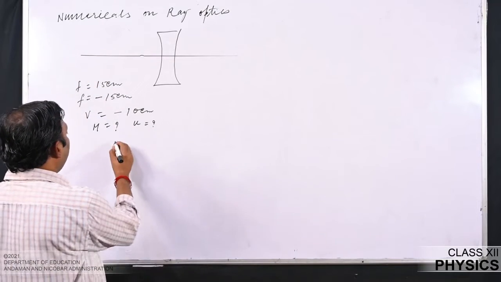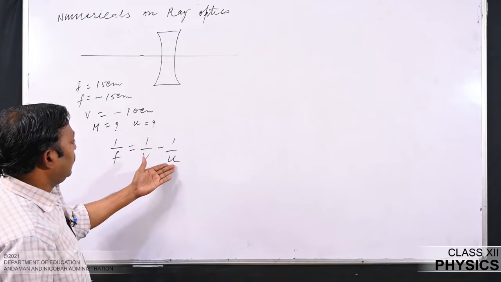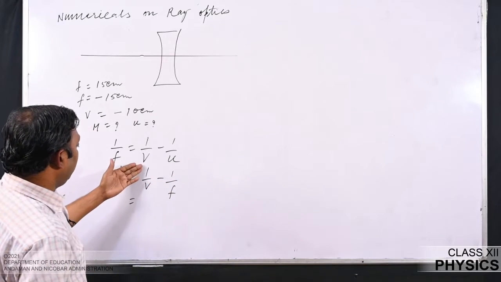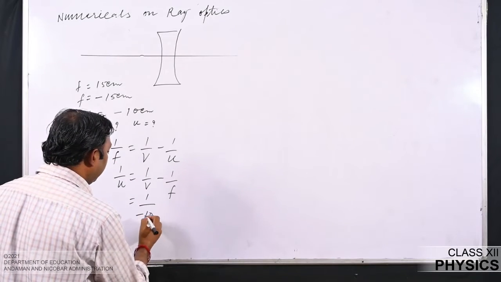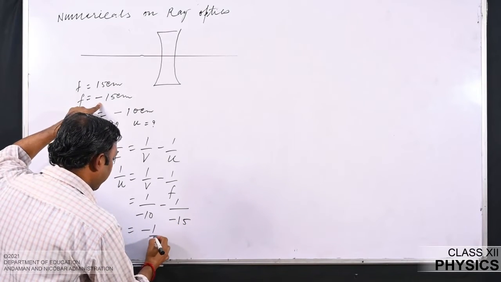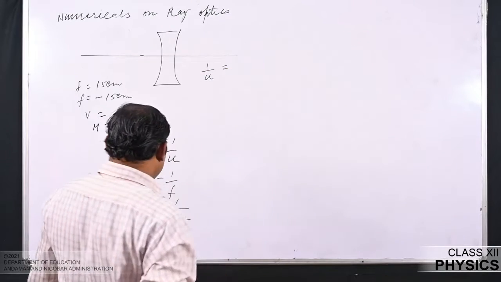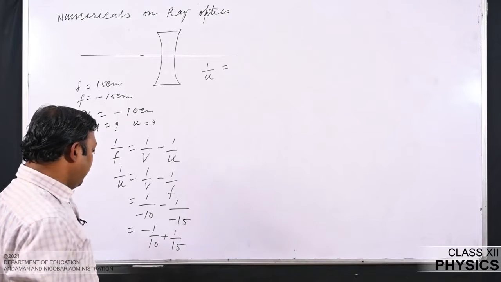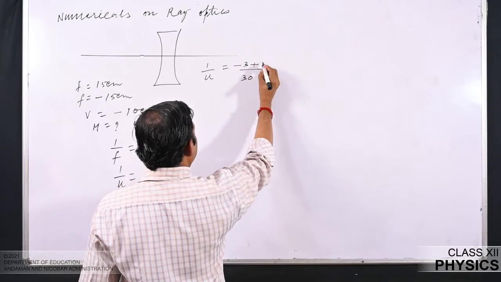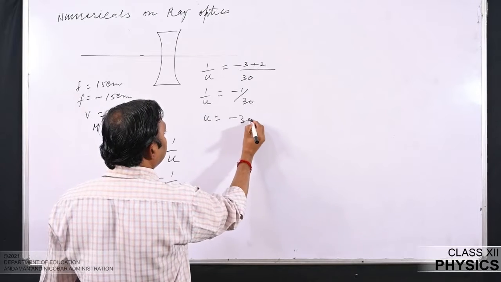So from the lens equation, we have 1 by F is equal to 1 by V minus 1 by U. So here V is given, F is also known, U can be determined. 1 by U is equal to 1 by V minus 1 by F. Now substitute the value of V here, 1 by minus 10, then minus 1 by F. Value of F is minus 15. So this can be written as minus 1 by 10 plus 1 by 15, or you get 1 by U is equal to, you can take common denominator here, we get minus 3 divided by 30, then plus 2. So 1 by U is equal to minus 1 by 30, or U is equal to minus 30 centimeter.